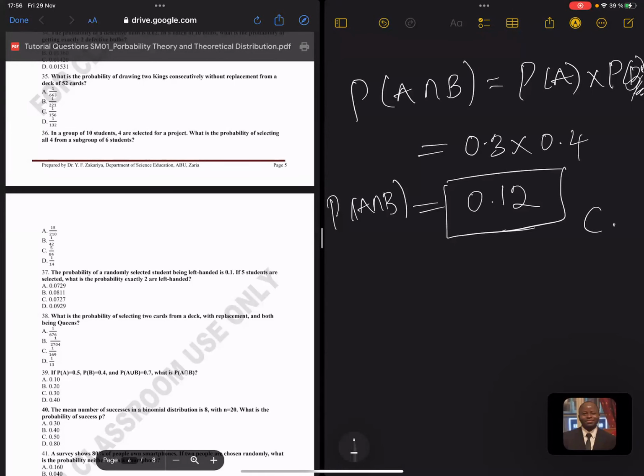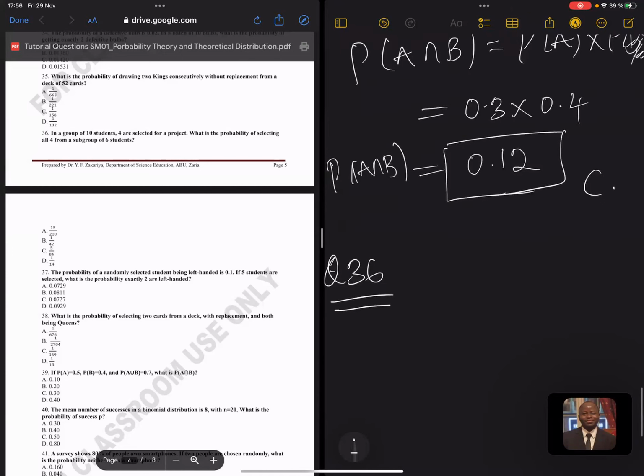Madam, your eyes are very sharp, bro. This question 36 is tough. In a group of what? In a group of 10 students, 4 are selected for a project. What is the probability of selecting all 4 from a subgroup of 6?